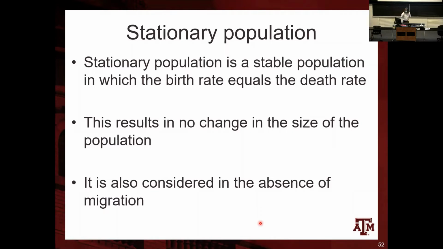So the stationary population is a stable population in which the birth rate equals the death rate. This results in no change in the size of the population. It also does the analysis considering the population closed. In other words, we are not taking into account migration.